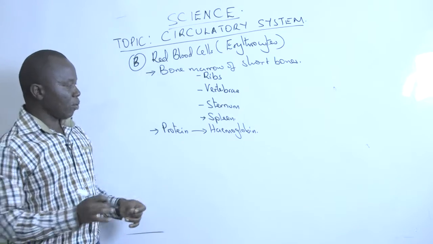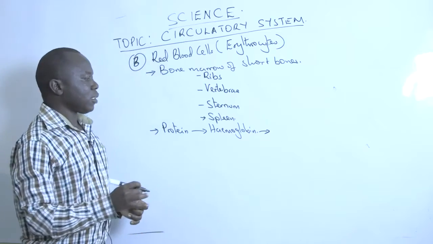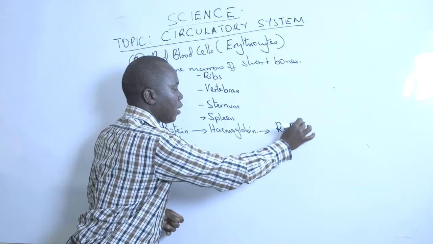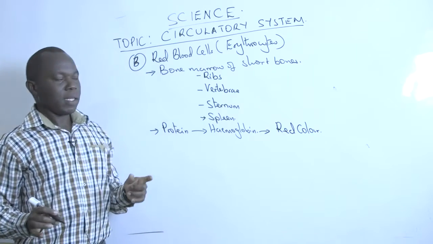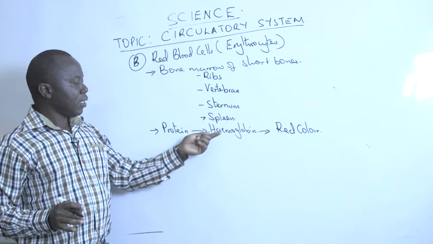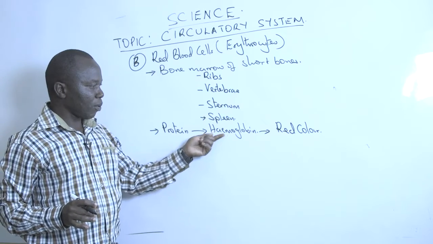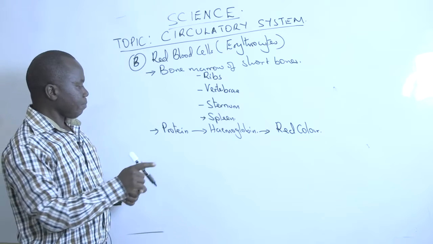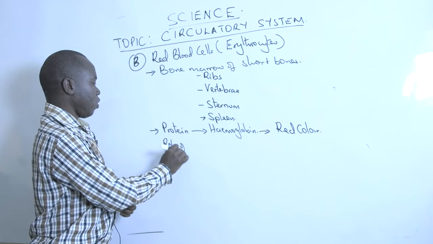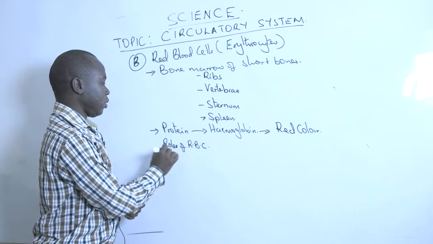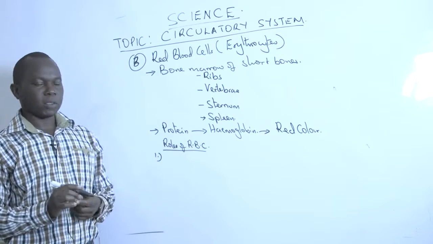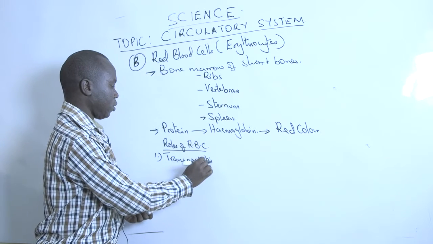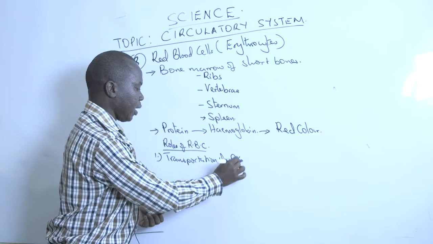So because of this hemoglobin as a pigment, it gives red blood cells red color. The reason why red blood cells appear red in color is due to a protein pigment called hemoglobin that will make it appear red. Roles of red blood cells include: 1, transportation of oxygen gas.